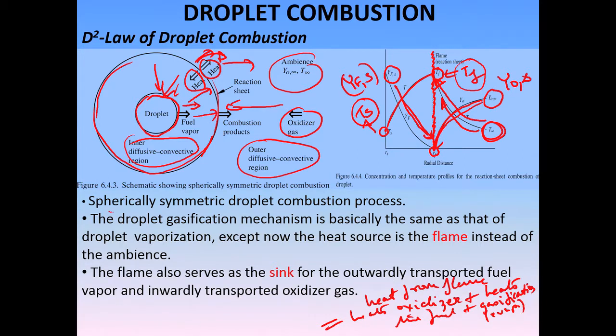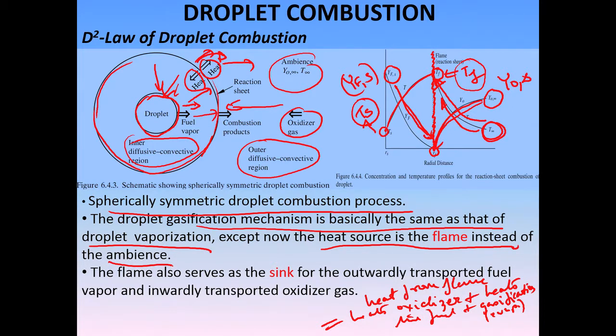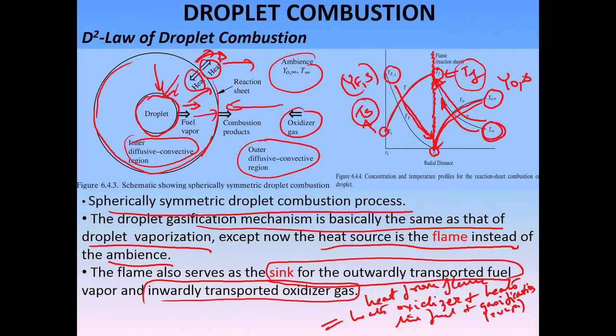And this is a spherically symmetric process usually, okay. The gasification mechanism is basically the same as droplet vaporization. The droplet does not know where the heat is coming from, except that the heat source is now the flame rather than the ambience, because the flame is a heat release source, there is a chemical reaction going on. The flame also serves as a sink for the outwardly transported fuel and the inwardly transported oxidizer gas. So, it basically eats up both the fuel and the oxidizer, if they are coming in stoichiometric proportions, got it. So, that is the basic premise of how the flame is established.